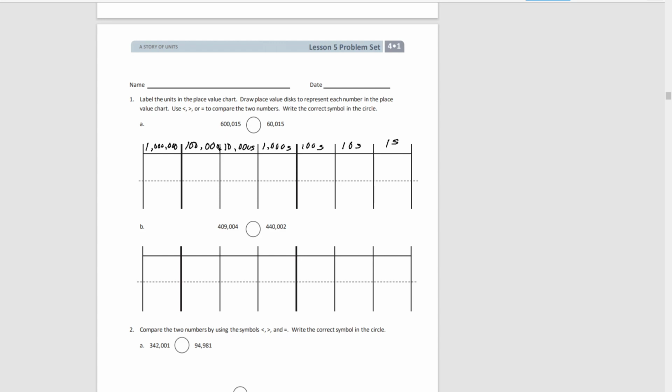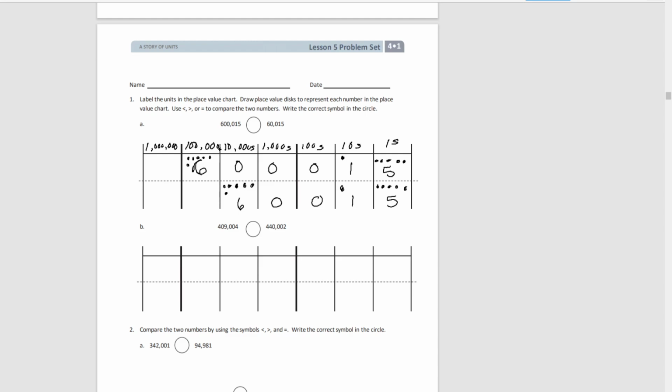And we're going to write the first number. So we have 6 hundred thousands, 1 ten, and 5 ones. And so for the second number, we have 6 ten thousands, 1 ten, and I'm sorry, I didn't make 5 here, 5 ones.